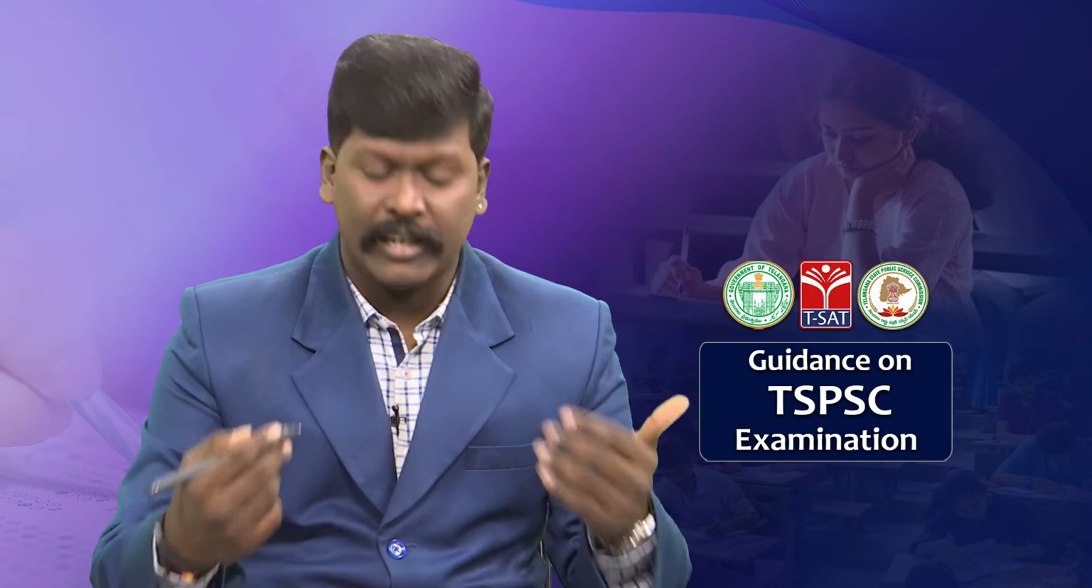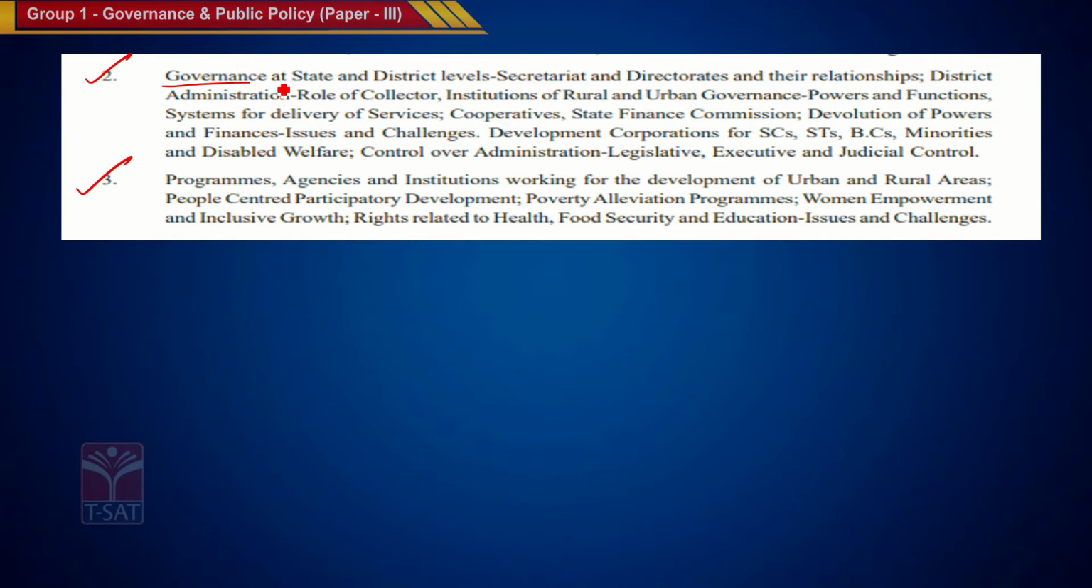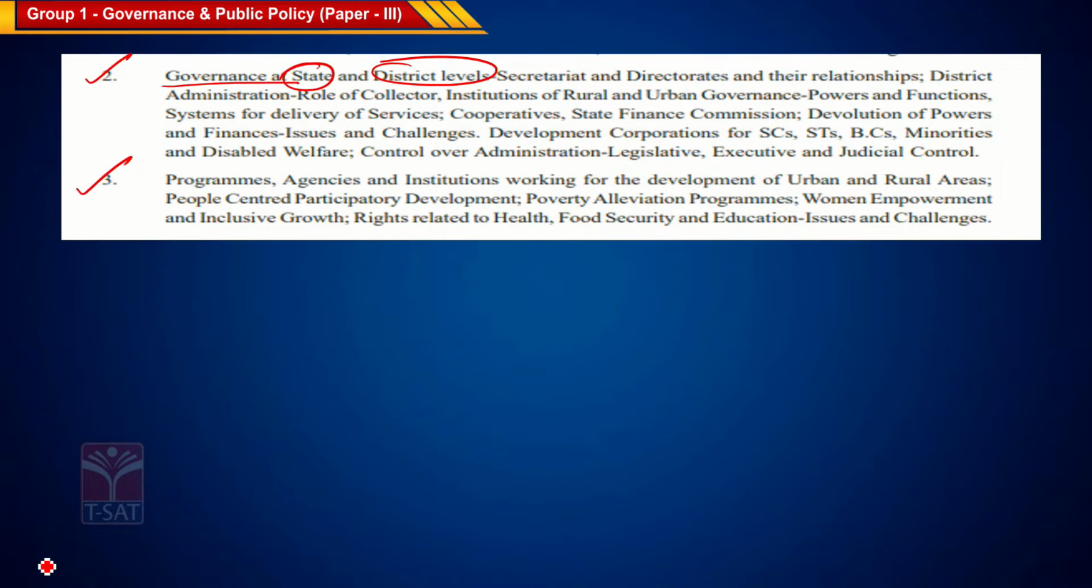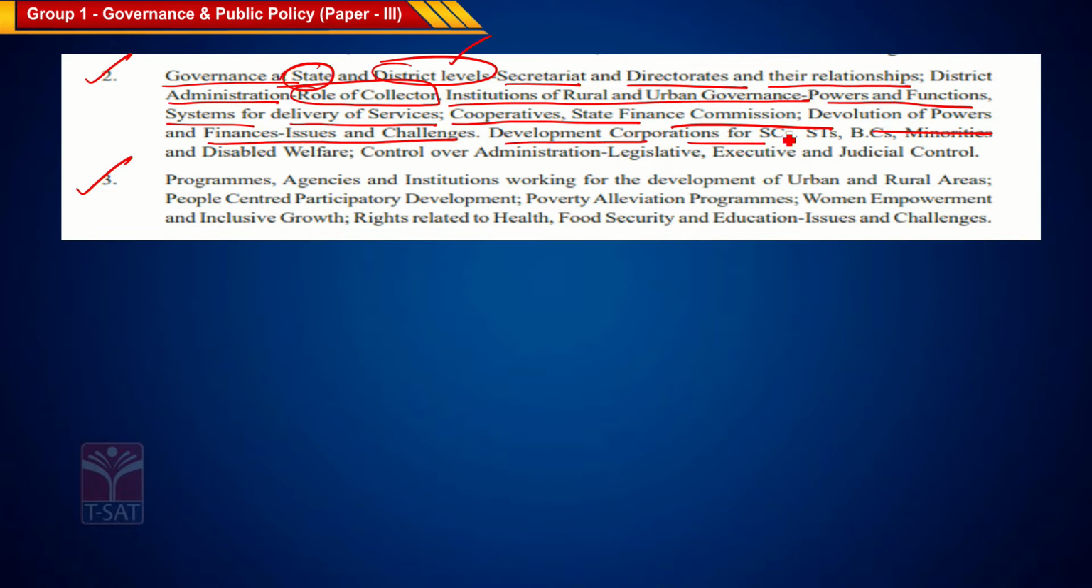Now let us see the second chapter, which is governance at state level and district level. Governance at the union level is in your first chapter. Governance at state and district level is your second chapter: secretariat, directorates, their relationship, district administration, the role of the collector, institutions of rural and urban governance, powers and functions, systems for delivery of services, cooperatives, State Finance Commission, devolution of power, financial issues and challenges, developmental corporations of SCs, STs, BCs, minorities, disabled, and control over administrative, legislative, executive and judicial control.